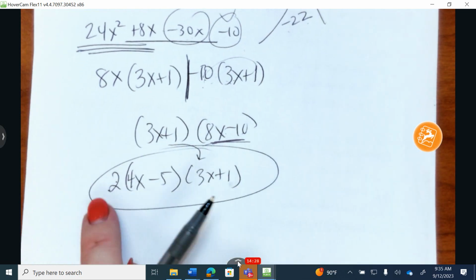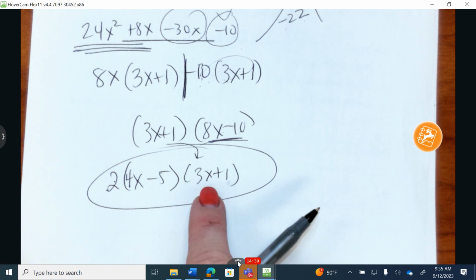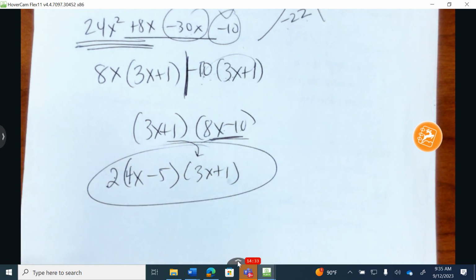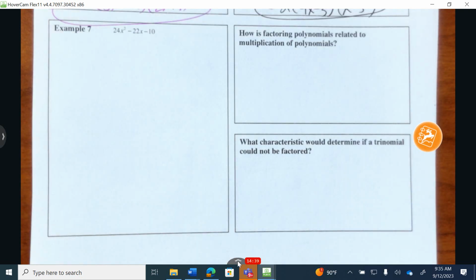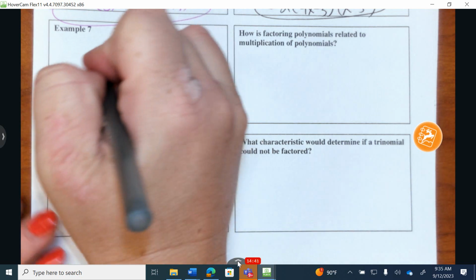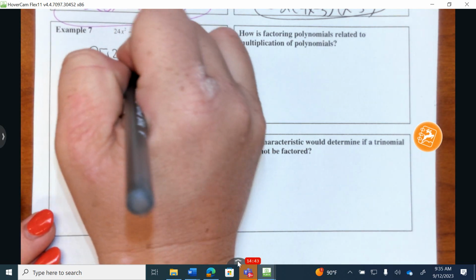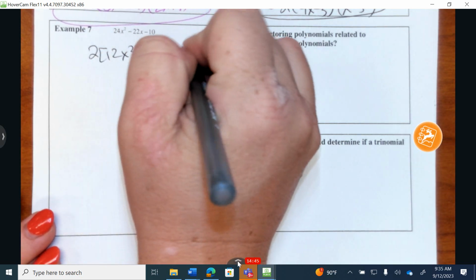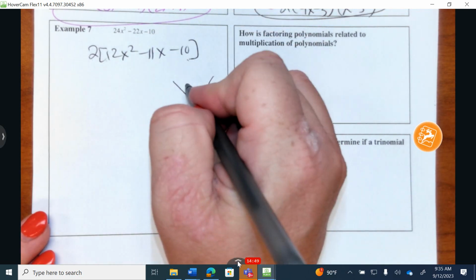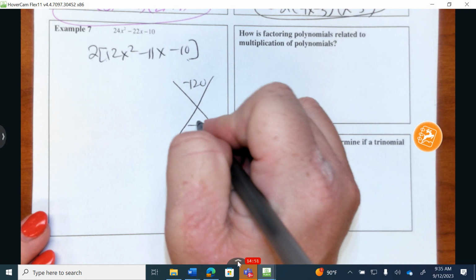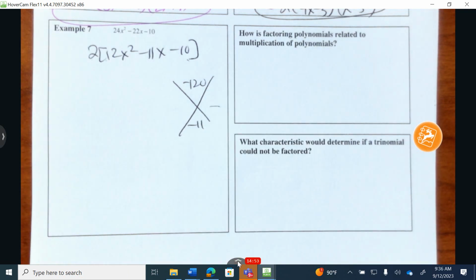How many of you did the opposite way but still got an answer of 4x minus 5 and another quantity 3x plus 1 with the 2 up front? Would anybody like me to factor out a 2 and show you how to do that? Quick hands up, hands up. Okay, here we go. I'm going to factor out a 2 to get 12x squared minus 11x minus 10. And then I'm going to say, and you guys are going to help me, 12 times negative 10 is what? Negative 120?